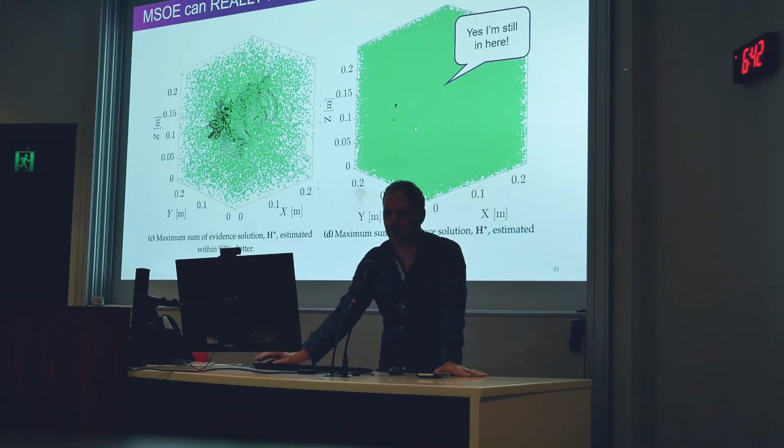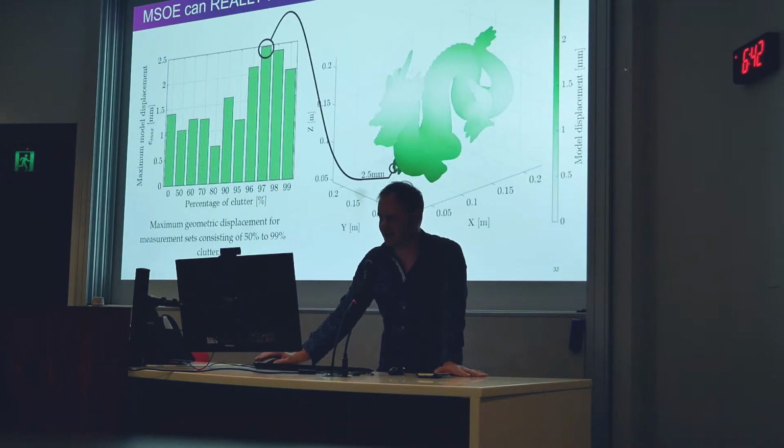And 97% looks just like that. So 2 millimeters of dragon error in that point cloud. Well, that one's even less actually. That one was 2 millimeters.